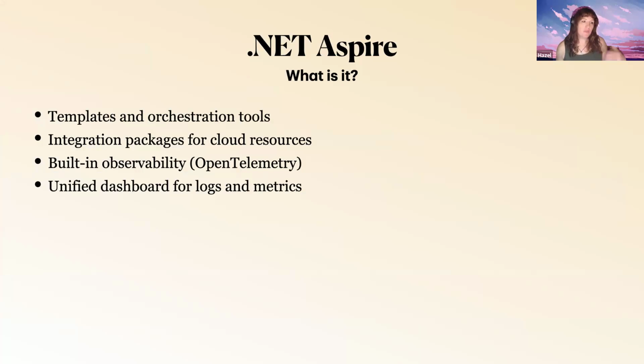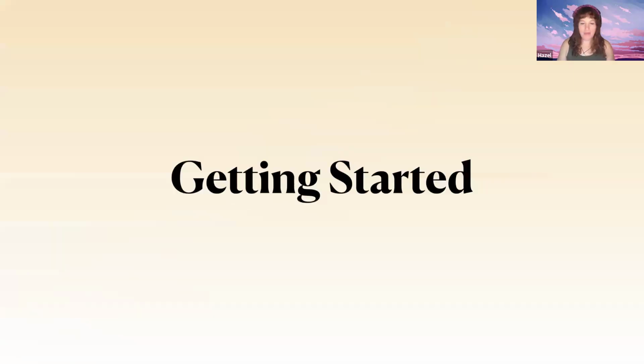.NET Aspire gives you a series of templates and orchestration tools. It has integration packages for allowing you to build cloud resources and build cloud native applications. It has built-in observability using OpenTelemetry, which is one of those things that I find, at least, you always start the project and you never start really thinking about the observability question until you're almost in production, or even maybe until after you're already in production. And so it's really nice to have that built in at the very beginning of the process. And it provides a unified dashboard for logs and metrics, which we will get to in the live coding section of this. So how do we get started with Aspire?